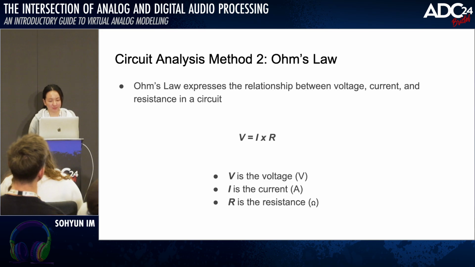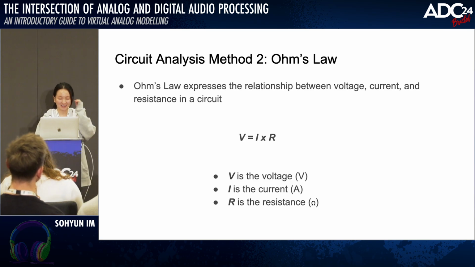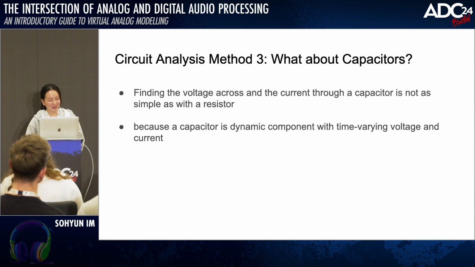Here's Ohm's law. So this is for resistors. Ohm's law expresses the relationship between voltage, current, and resistance in a circuit. So V equals I times R. V is the voltage, I is the current, and R is the resistance. I think this is the simplest and my favorite law in the world because it's simple. But what about a capacitor? It's a totally different story. It's not simple.